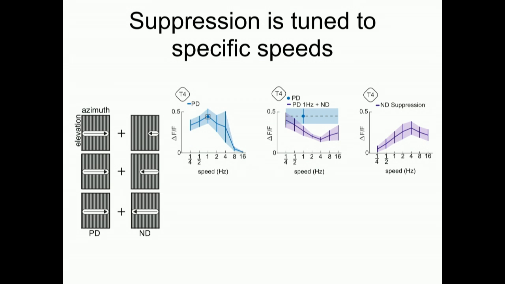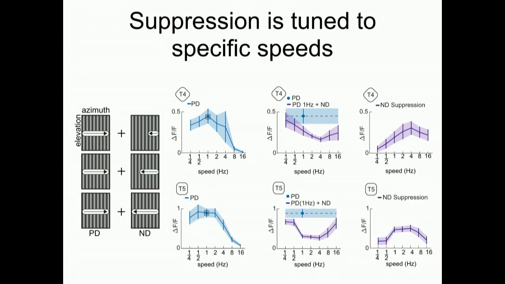that showed some substantial suppression when these were matched, but even more suppression when this gets up to be a little bit faster than the preferred direction motion. And then we can take the difference between with and without the null direction and get this degree of suppression curve. That's just the difference between these two curves. And then the same thing is true with T5.